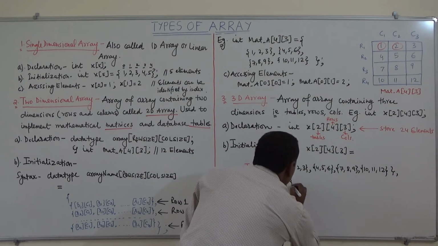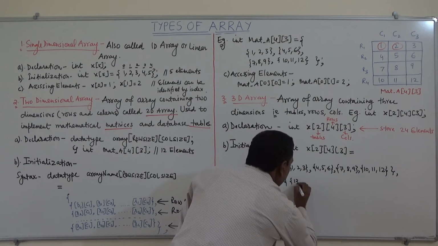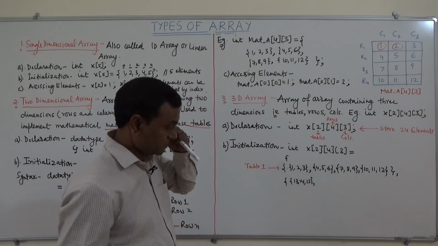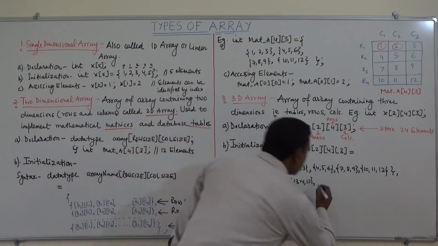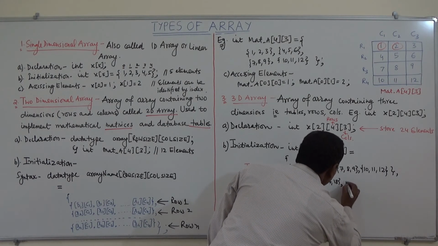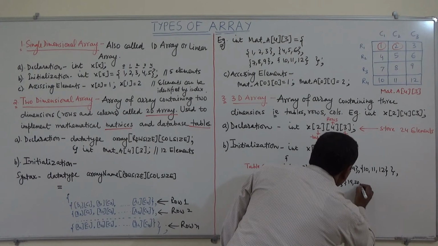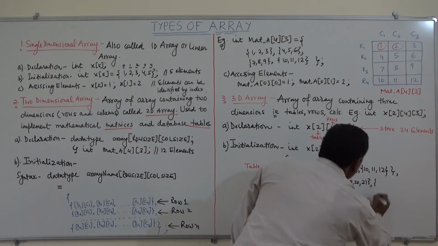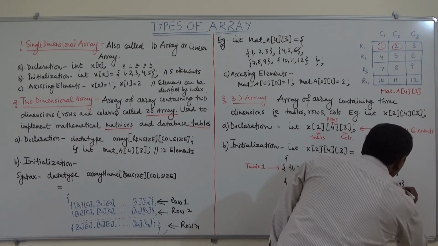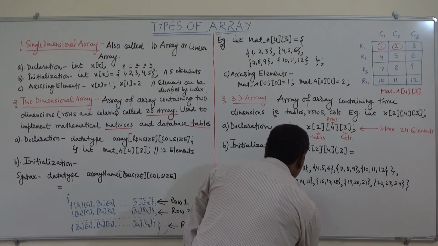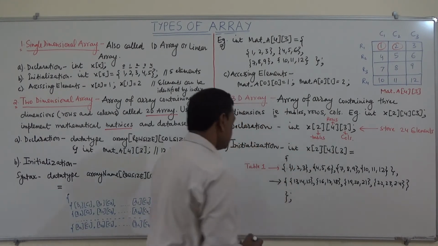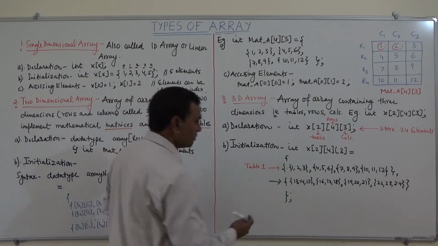So now 13, 14, 15, and 16, 17, 18, then 19, 20, 21, then 22, 23, 24. So this is table 2. These are the elements of table 2.